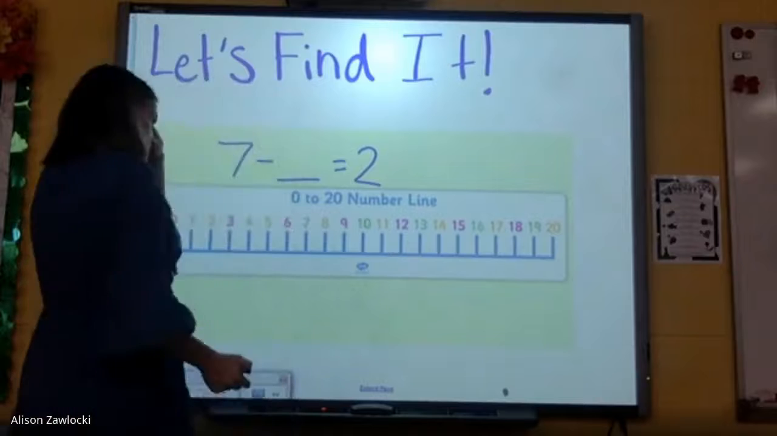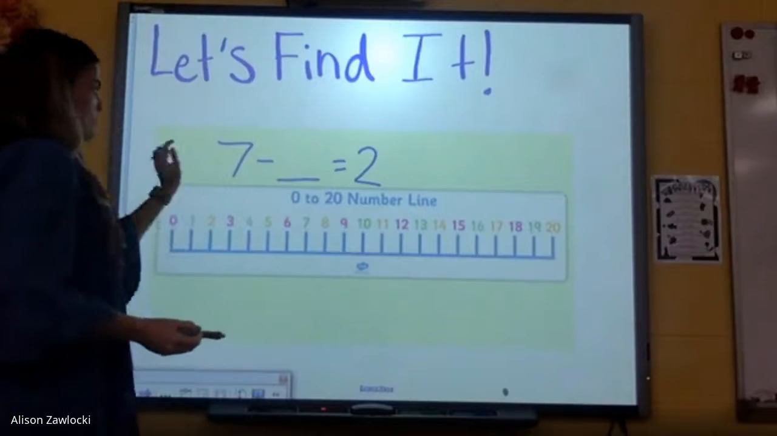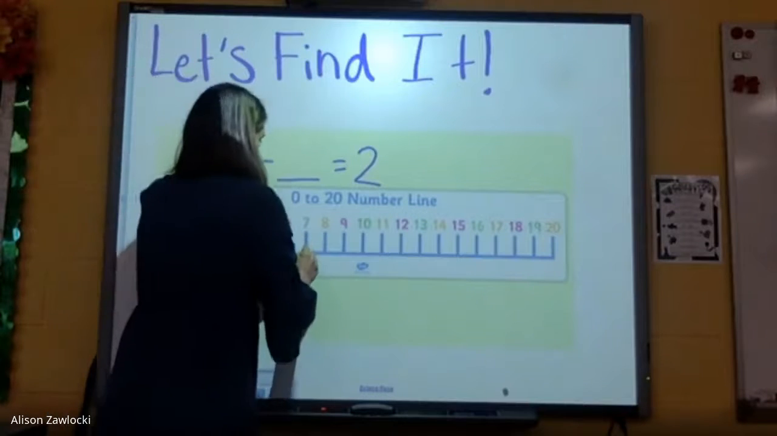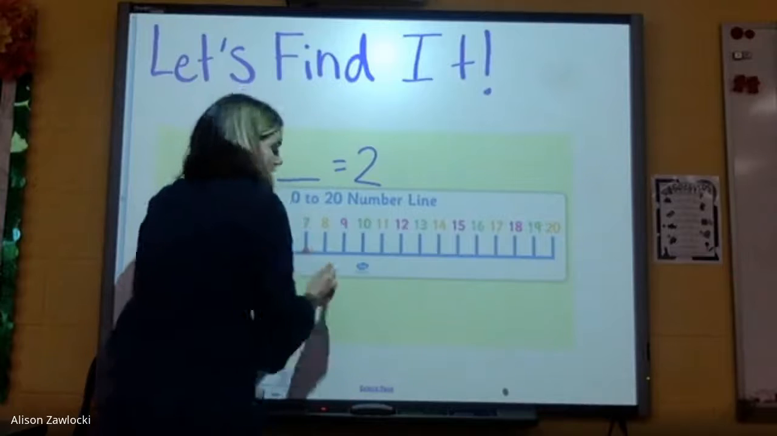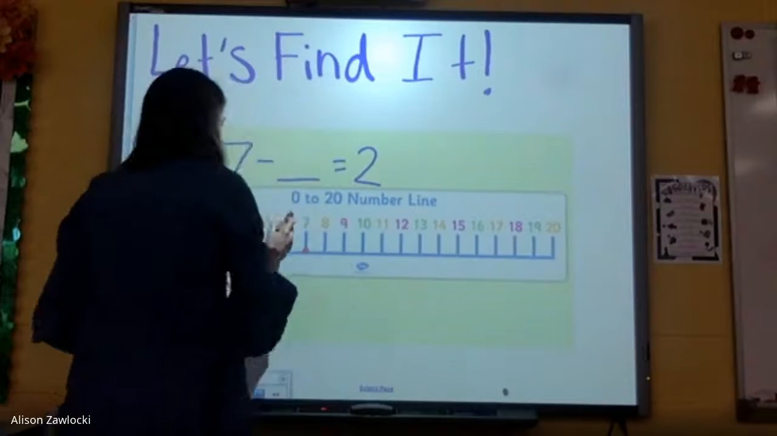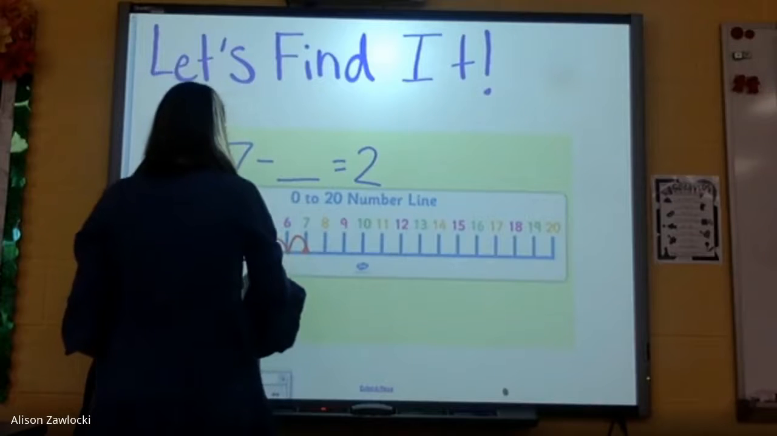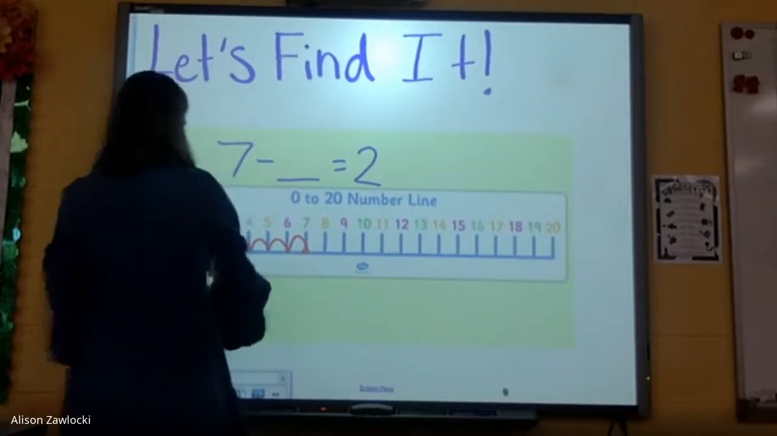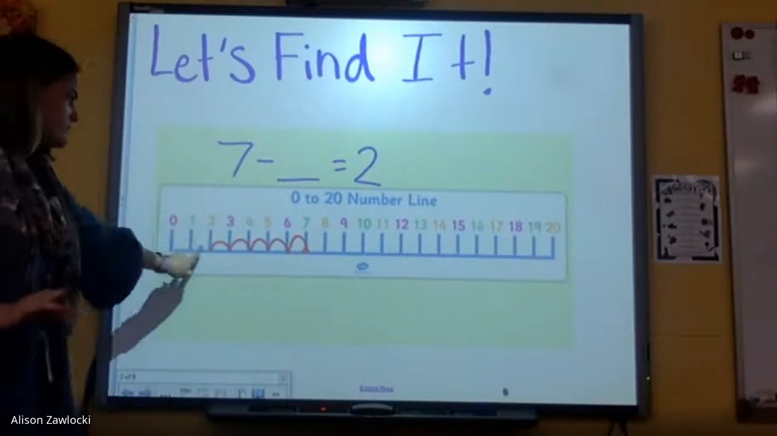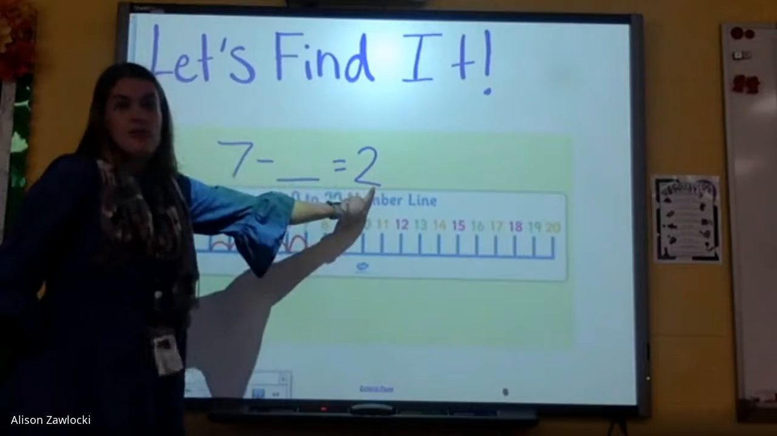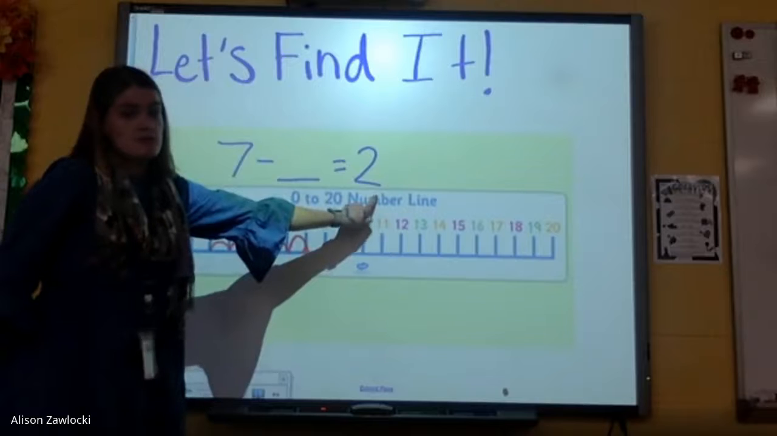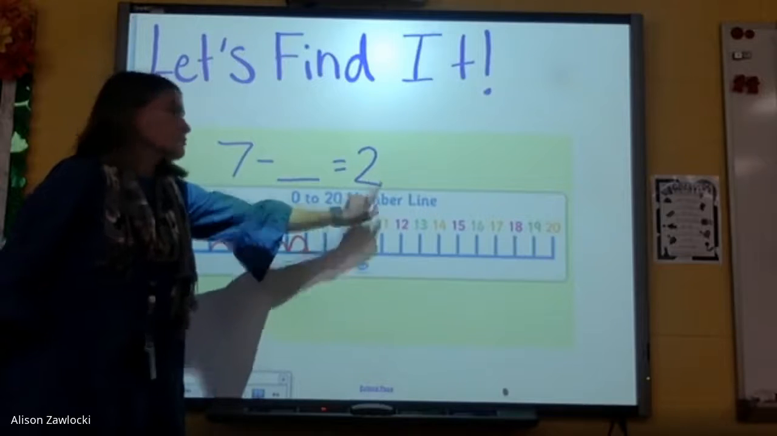7 take away what equals 2. So remember, we start with this number right here. So I'm going to put a dot here, and I'm going this way. So let's draw hops until we get to 2. 1, 2, 3, 4, 5. Okay, I got to 2. I'm going to stop. I got to my difference. The answer in a subtraction problem is called the difference, so that's this number right here. It is one of the parts.